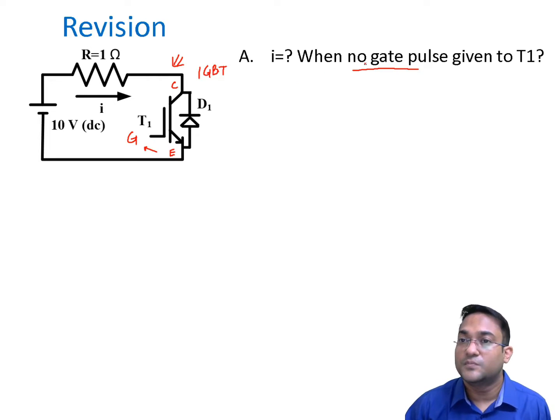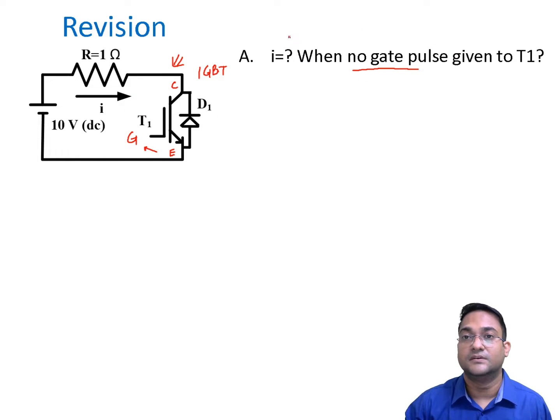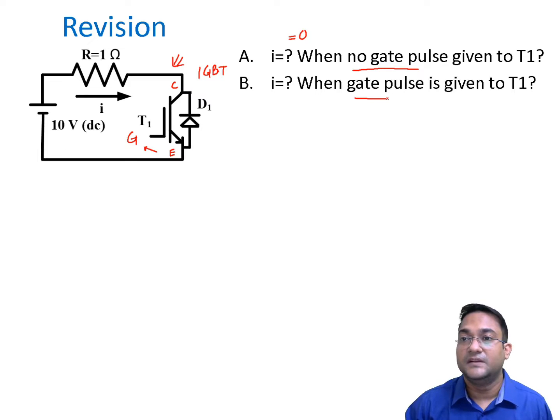If we do not provide any gate pulse, what will be the current in this circuit? Since we did not provide any gate pulse, the current in this circuit is going to be 0 because this switch is turned off, and you can also see the diode is reverse biased. Now what happens if you give a gate pulse to this switching device? Then this switch will conduct and current will be 10 ampere. It will be plus 10 ampere and it will flow from left to right, in this direction.